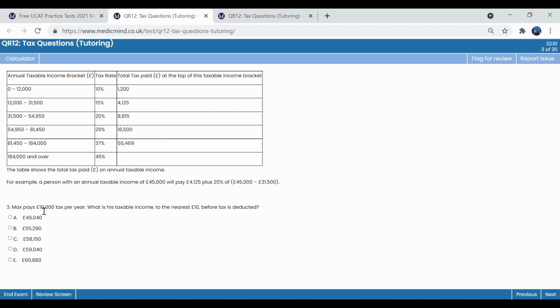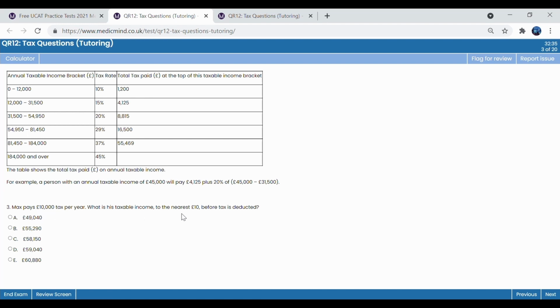So £10,000 per tax year. That means he must pay above 8,800 and less than 16,500. So his value falls into this. We already figured this out, and now we can eliminate option A straight away because it's underneath 54,950.